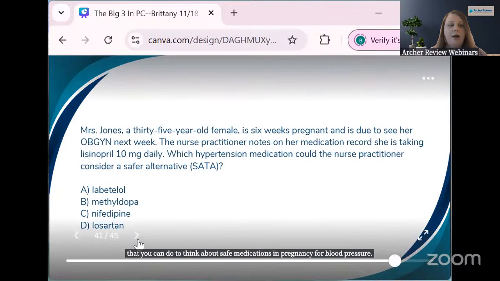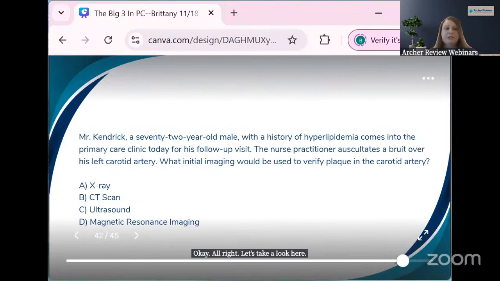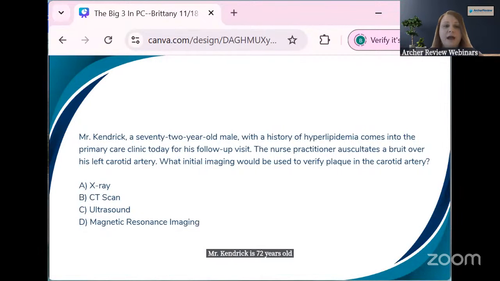Okay? All right, let's take a look here. Mr. Kendrick is 72 years old and he comes in with a history of hyperlipidemia for his follow-up visit. And the nurse practitioner auscultates a bruit over the left carotid. What initial imaging are you going to order today for Mr. Kendrick? So what are we thinking? Let's open up the chats. So what are you going to order if you hear a carotid bruit?